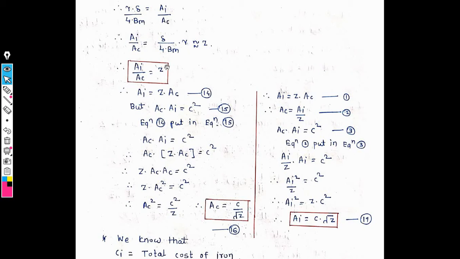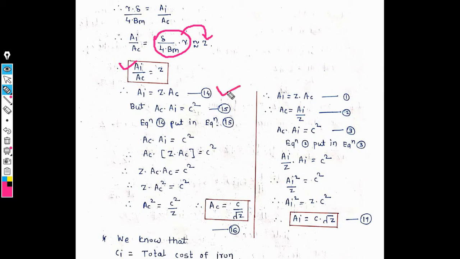Then AI upon AC is equal to 4 upon sigma upon 4 into Bm into R, nearly equal to Z. That means AI upon AC is equal to Z. This is a constant value, so we put Z here. Then AI upon AC is equal to Z. Rearranging the equation for AI, AI is equal to Z into AC.